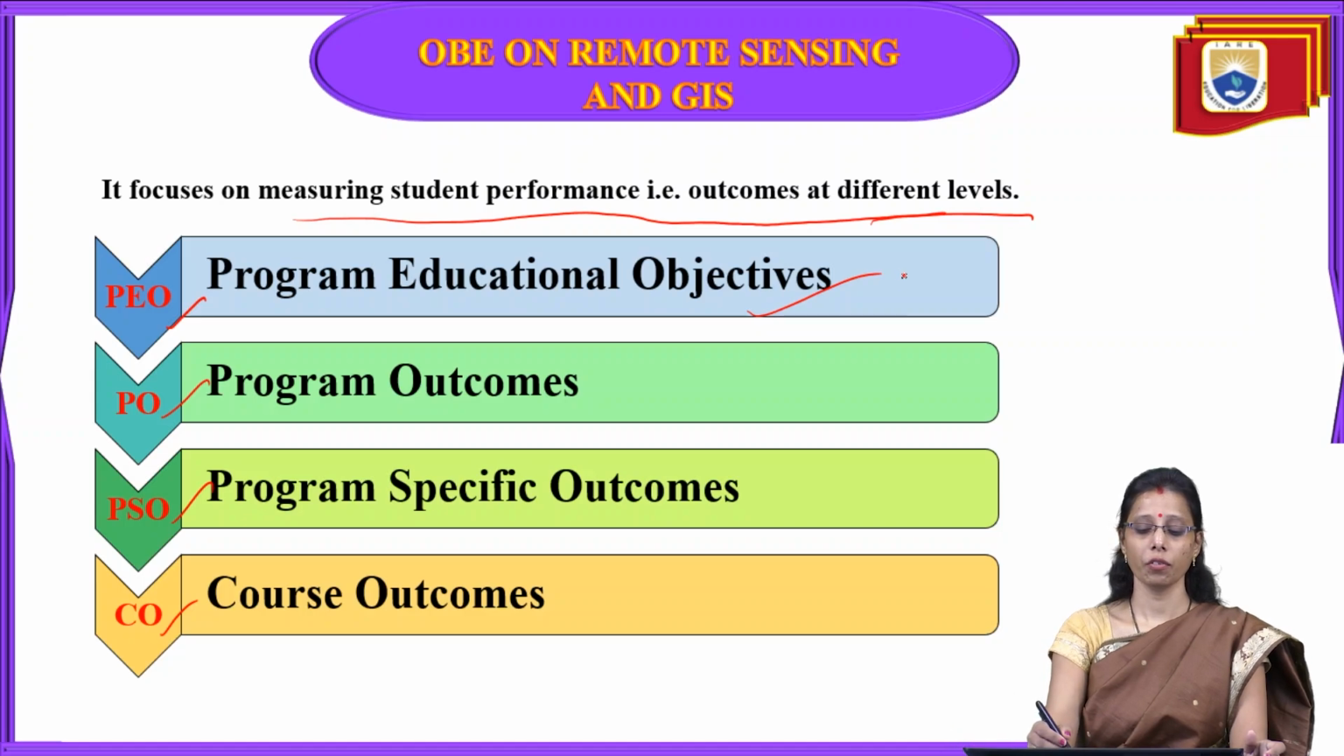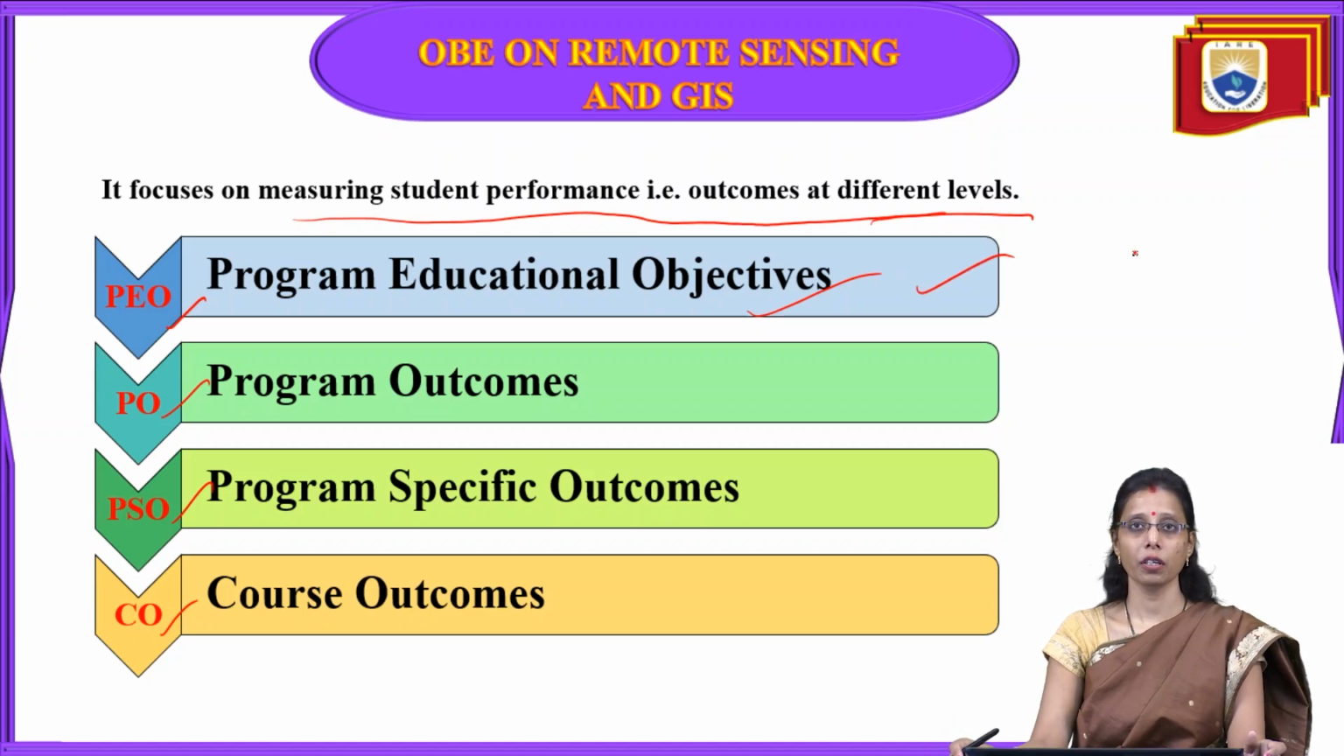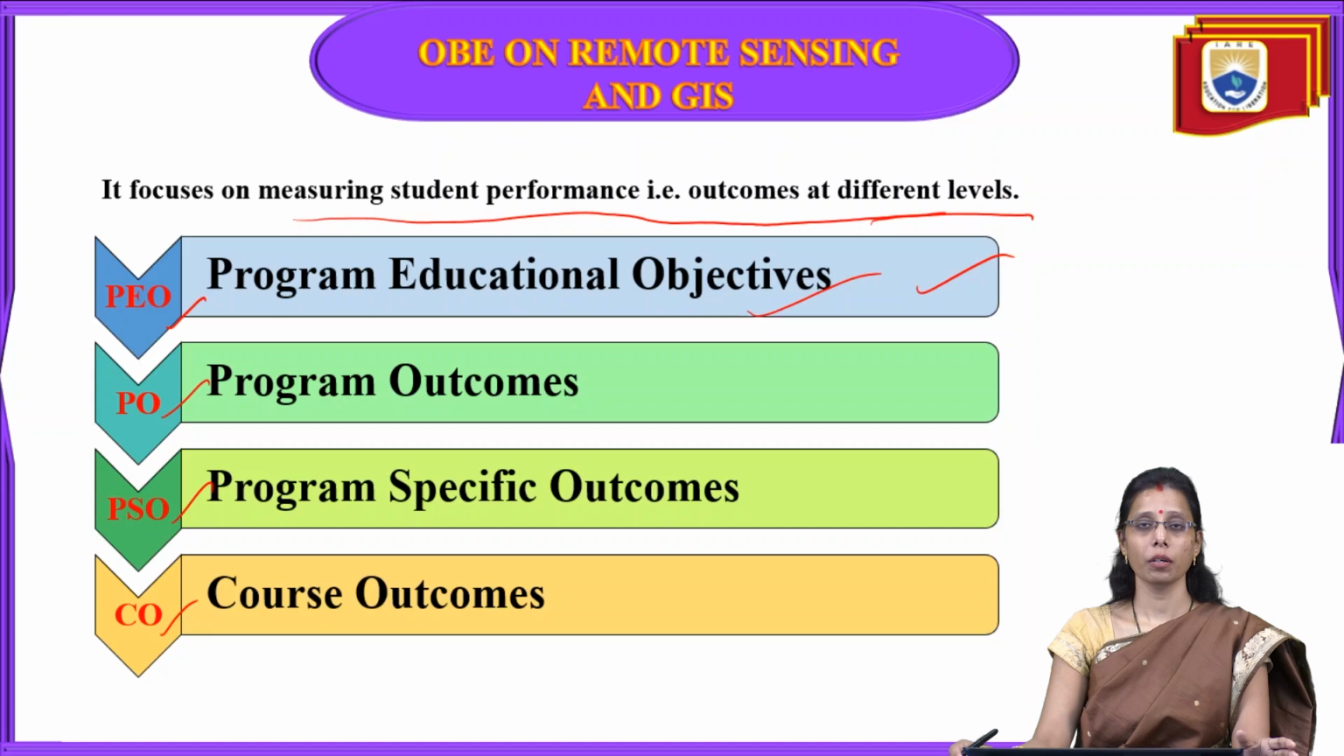First, we have PEO, the Program Educational Objectives. Whatever program a student chooses, the educational objectives of that particular program should be mentioned. The program outcomes, which are given by the NBA, the National Board of Accreditation, should be displayed and followed, along with the program specific outcomes, which are about the department.